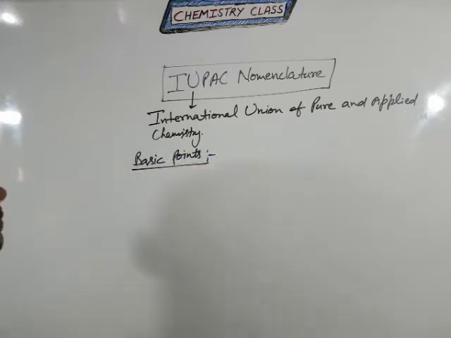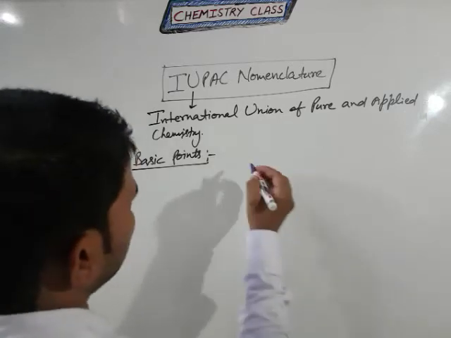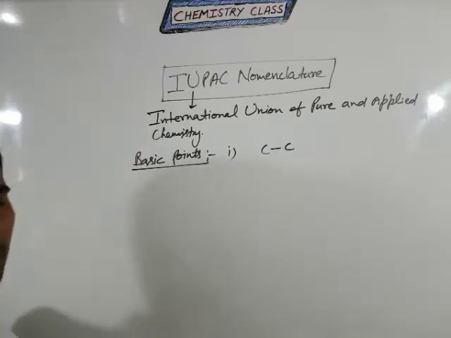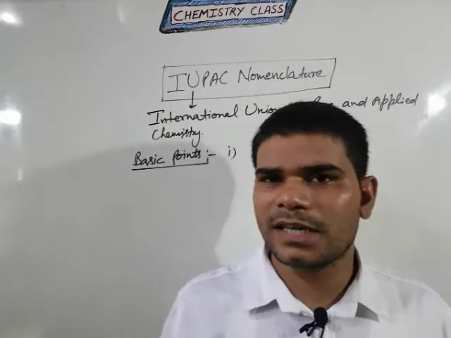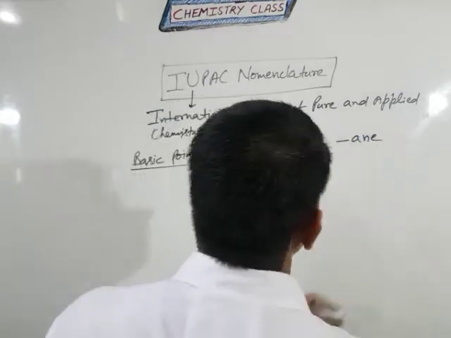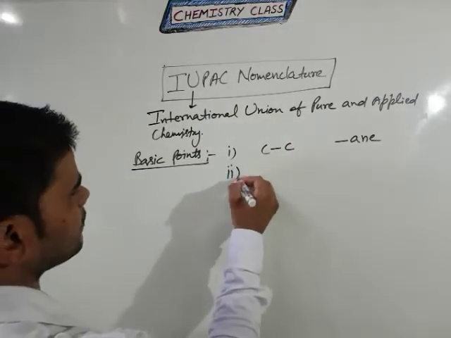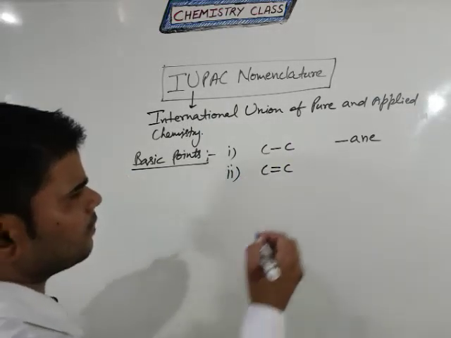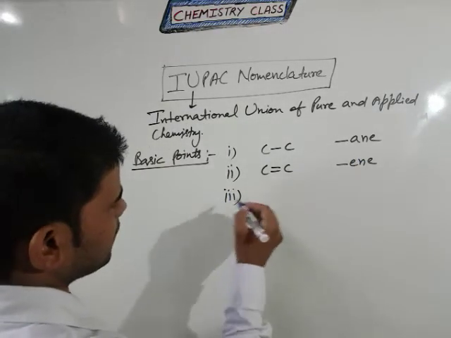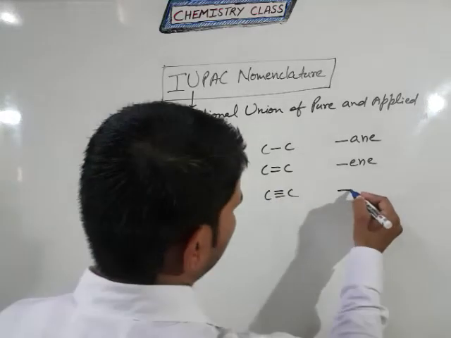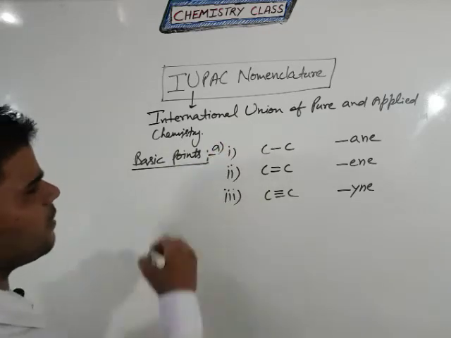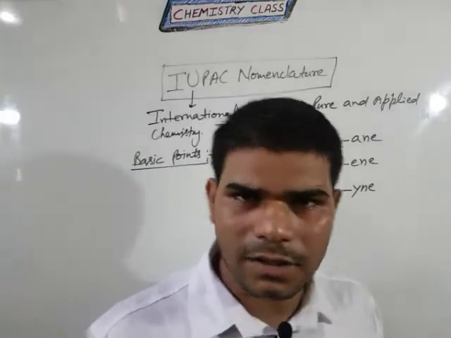of IUPAC nomenclature. So the first point is, if the carbon series has only single bonds, the suffix is -ane. Clear? The second one is, if the carbon has a double bond, the suffix is -ene. And the third one is, if the carbon has a triple bond, then the suffix is -yne. This is our first point regarding the carbon series.